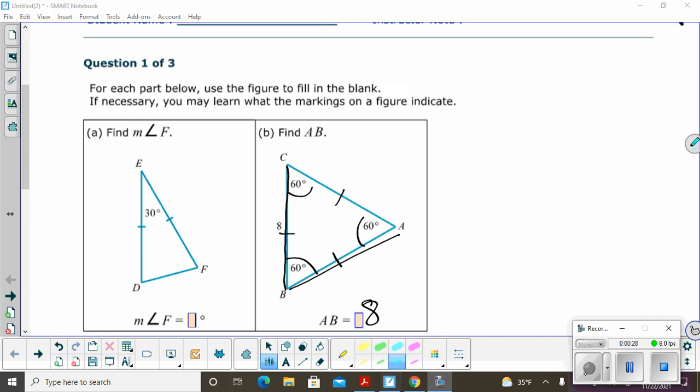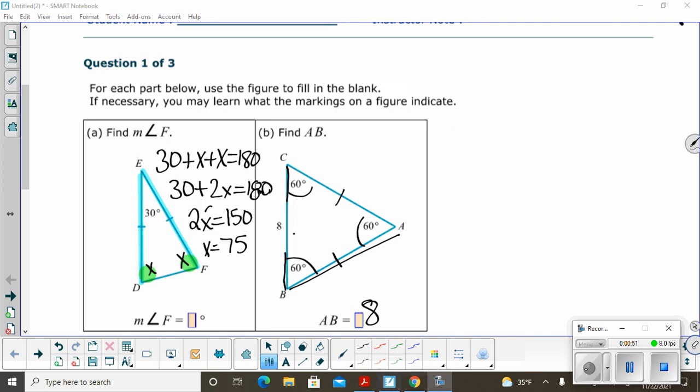Also, with isosceles triangles, when there are two equal sides, that means that the two angles at the base are going to be congruent as well. That means you can set up an equation 30 plus 2x equals 180 and solve that through. That means x is going to equal 75, which means your angle F equals 75 as well.